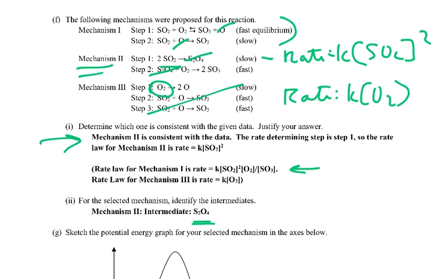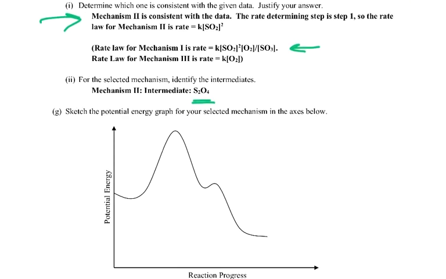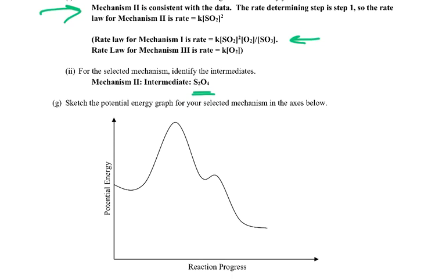And sketch the potential energy graph for your selected mechanism. It's a slow step and then a fast step. And so we know that the first step here is going to have a large activation energy, and the second step is going to have a smaller activation energy. So anything that follows that is going to be okay.